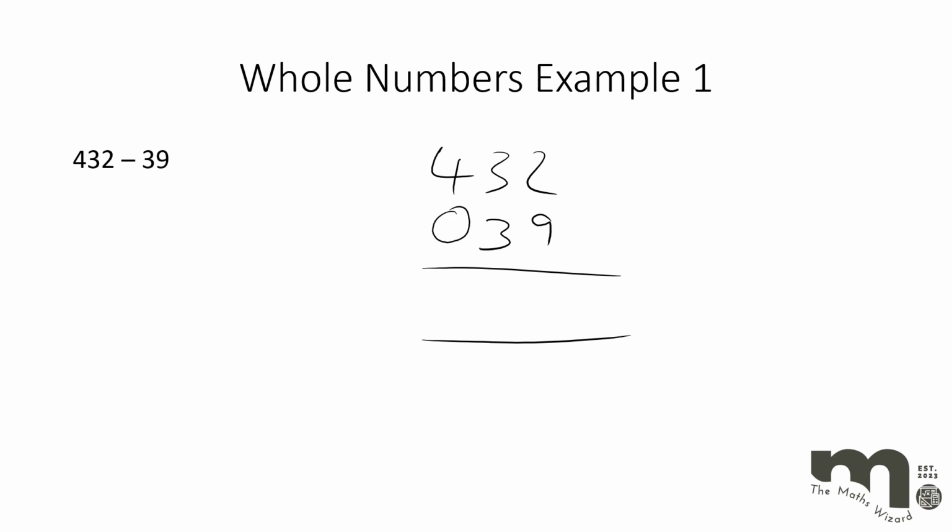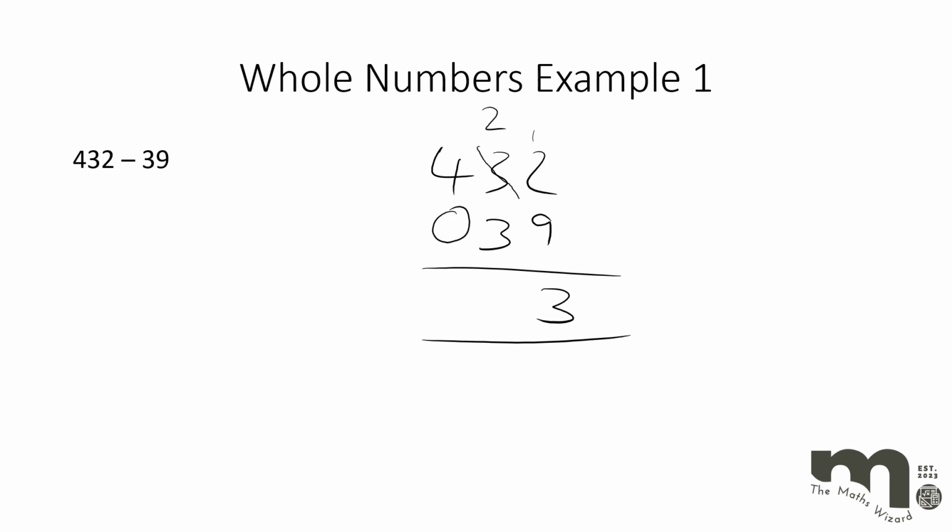If we look at our units column, we've got 2 minus 9 there. Now if we were just doing 2 minus 9, we'd obviously get a negative answer. But here we're doing 432 minus 39. So the way that we go about doing this is what's known as borrowing from the tens column. If we borrow 1 from there, this then becomes a 2, and we move that 1 to here. So now instead of doing 2 take away 9, we're doing 12 take away 9, which will give us 3.